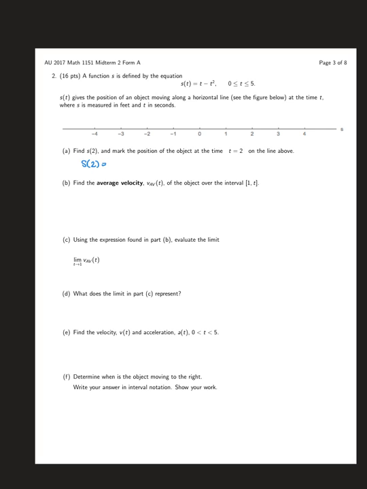S of 2 is equal to 2 minus 2 squared. That's 2 minus 4, which is negative 2.